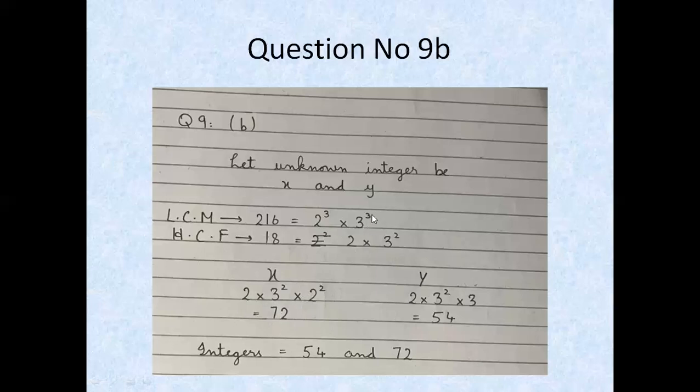Okay. This 3 cube means that one of them has 3 raised to power 3 in it. This number, which was 2 into 3 square, I will write another 3 in here so that now it has 3 cube. So now this number becomes 9, 9 3s are 27, 27 2s are 54. So the two numbers which are greater than 25 and have their LCM 216 and have their HCF 18, those numbers can be 54 and 72.